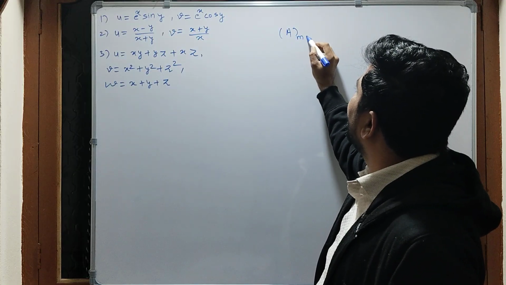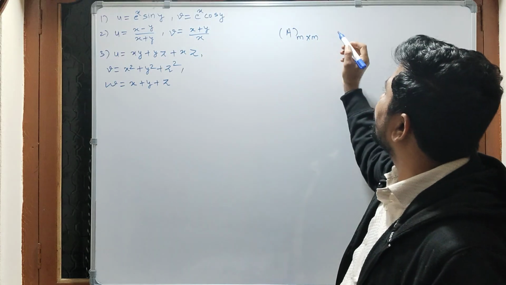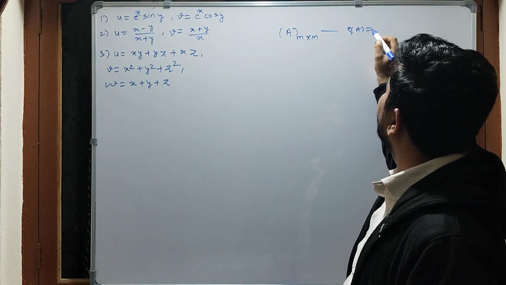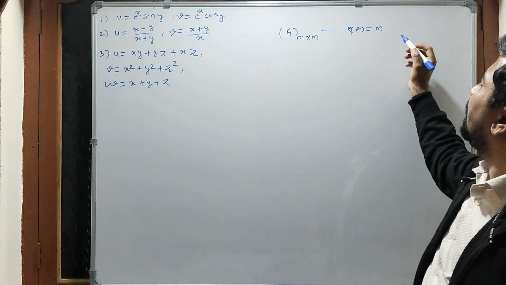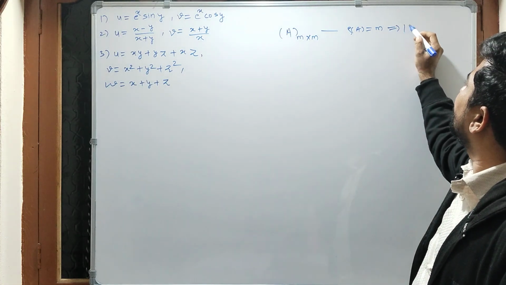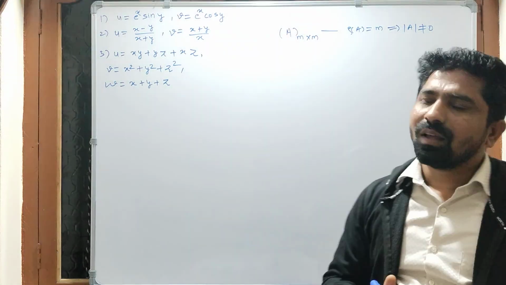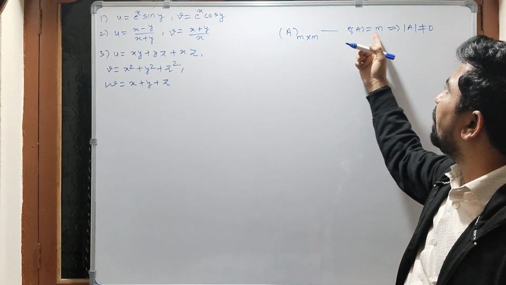say m cross m. So this is my matrix A of order m cross m, and let's say the rank of this matrix is full, let's say m. So if the rank of my matrix is m, then I can say the determinant of this matrix is non-zero. Here A is the matrix of order m cross m and rank of A is m.